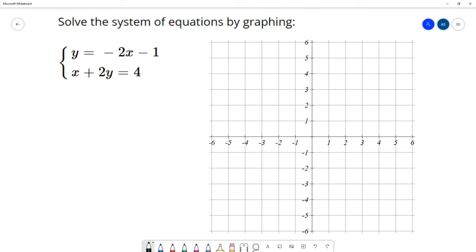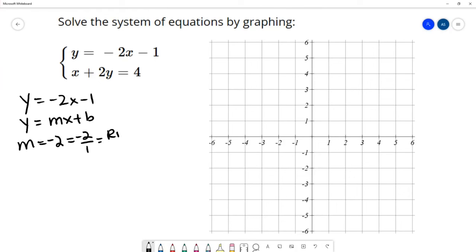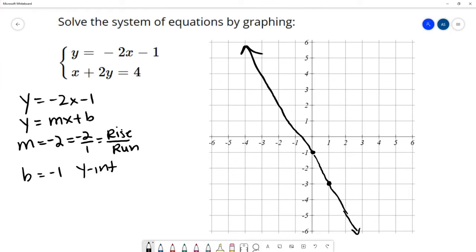The first equation, y equals negative 2x minus 1, is written in slope-intercept form, y equals mx plus b. So I know the slope is negative 2, that's negative 2 over 1, which we'll use as our rise over run. And we have b being negative 1, that's our y-intercept. So we can graph that first equation by plotting the y-intercept at negative 1, and then using the slope to get to the next point. So I'm going to rise negative 2, go down 2, and then to the right 1. So we have a second point on the line. So we went down 2 and right 1 for that slope of negative 2. So we connect those 2 points to get a straight line.